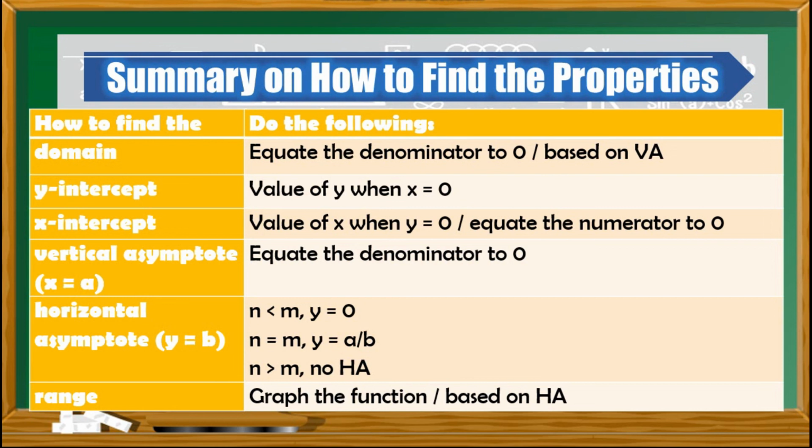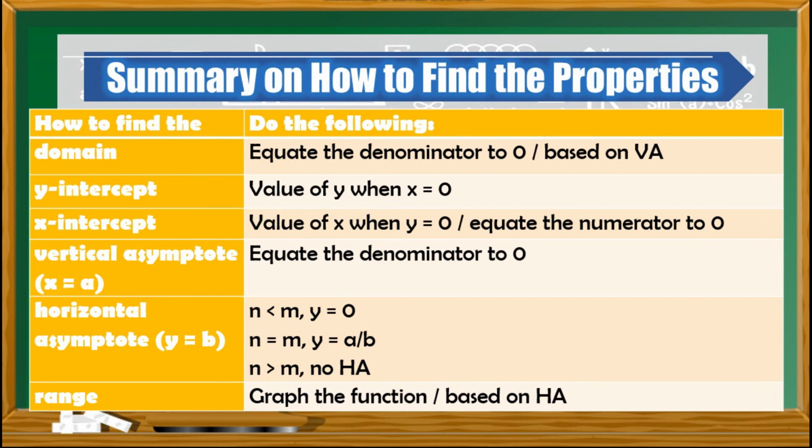For the horizontal asymptote, take note of these three cases. If n is less than m, referring to the degrees of the numerator and denominator, the horizontal asymptote is y equals 0. When the degrees are the same, y equals a over b, referring to the quotient of the leading coefficients of the numerator and denominator.